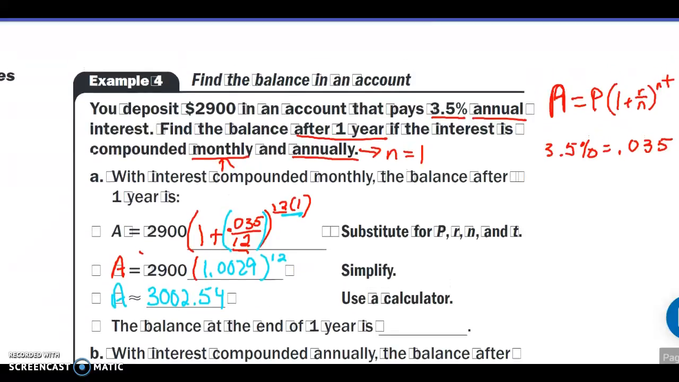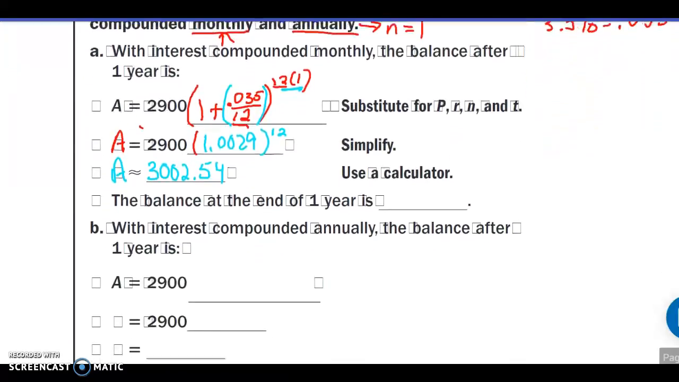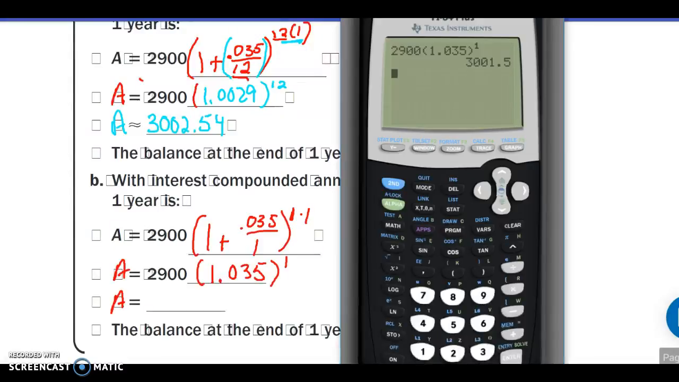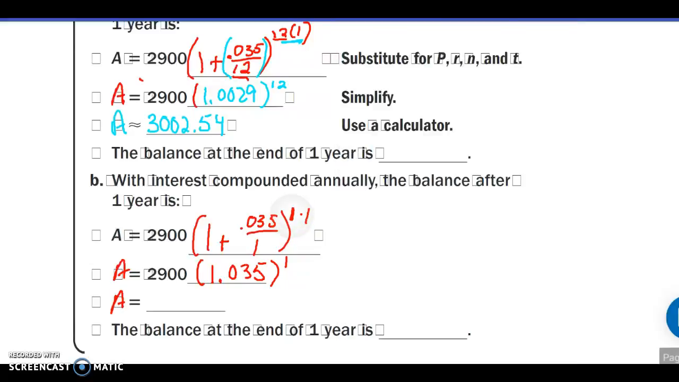Now, if we compound it annually, then our formula is going to change slightly. I'm going to pause and write this in, so you could pause and see if you can write it in as well. So I've filled in my formula. 0.035 is still our interest rate, but n is only 1 because it's only being compounded annually. And so my exponent, remember n is 1, and times the number of years, and it's only 1 year, so 1 times 1 is 1 when I simplify.